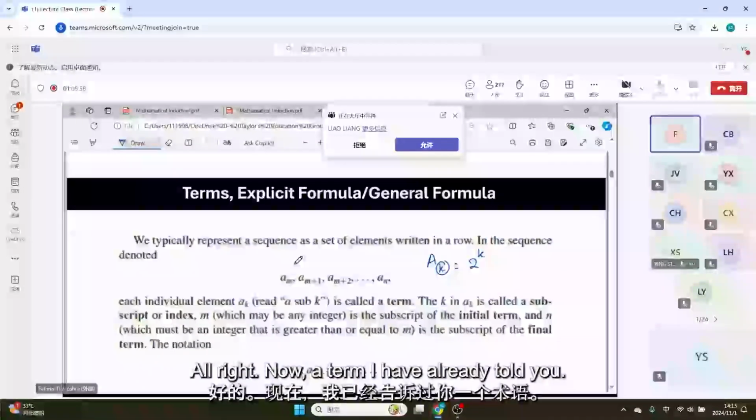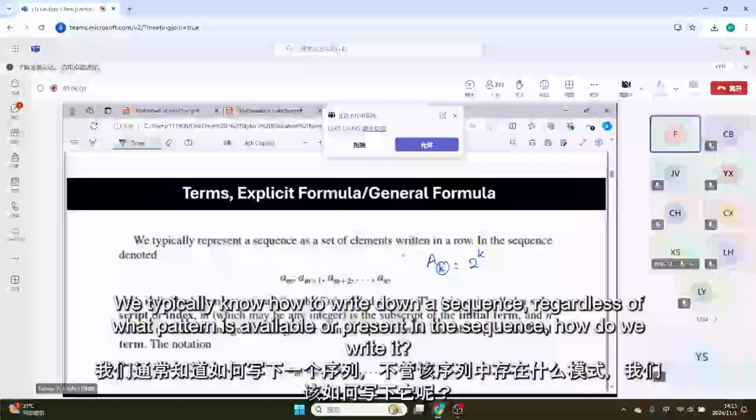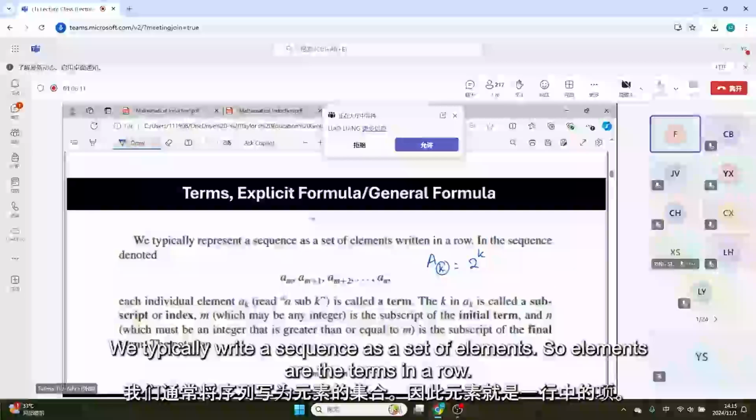Term I have already told you. We typically know how to write down a sequence regardless of what pattern is present in the sequence. How do we write it? We typically write a sequence as a set of elements. So elements are the terms in a row.